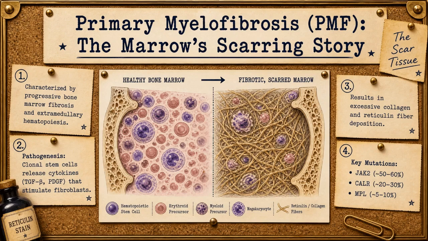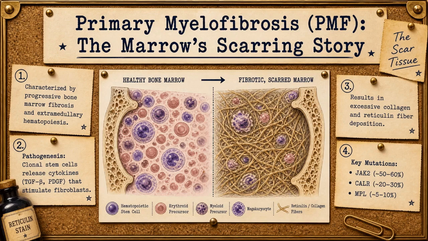Similar to PV and ET, PMF is also associated with specific key mutations. The JAK2 V617F mutation is found in about 50 to 60% of PMF patients, CALR mutations in about 20 to 30%, and MPL mutations in about 5 to 10%. Again, these mutations are generally mutually exclusive. About 10 to 15% of PMF cases are triple negative, lacking these common mutations.